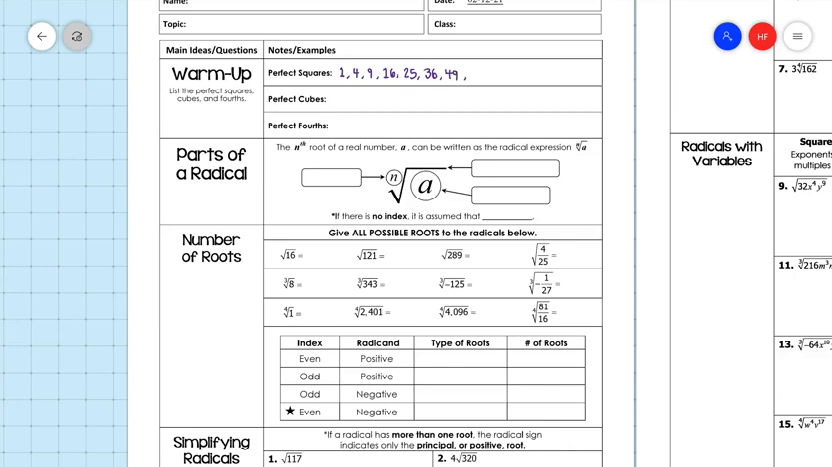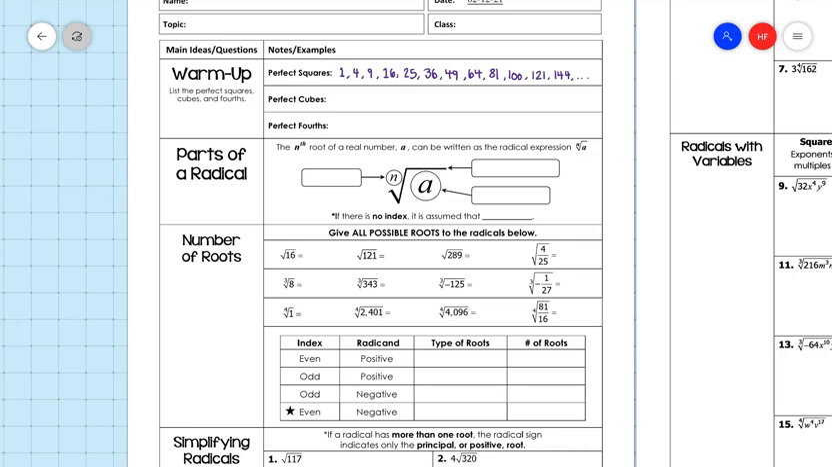49, 64, 81, 100, 121, 144, and etc. So those are the ones that usually come to mind when we talk about our perfect squares.